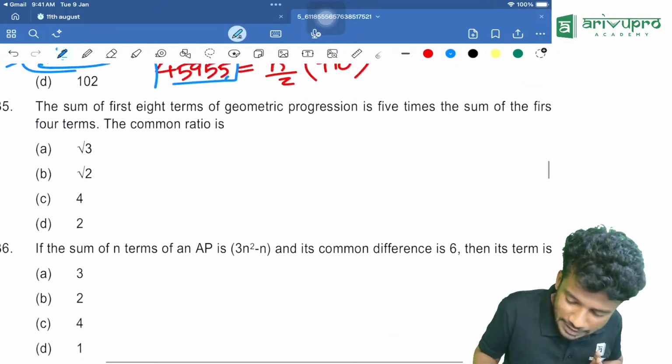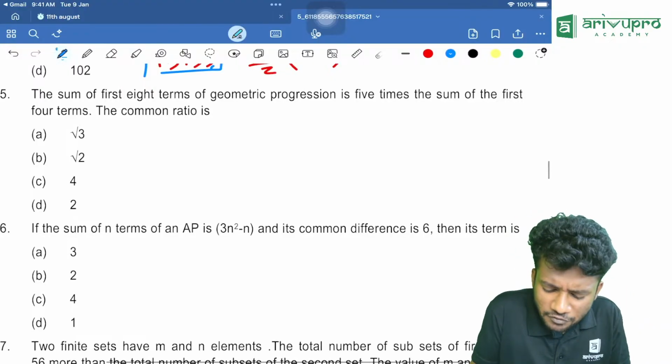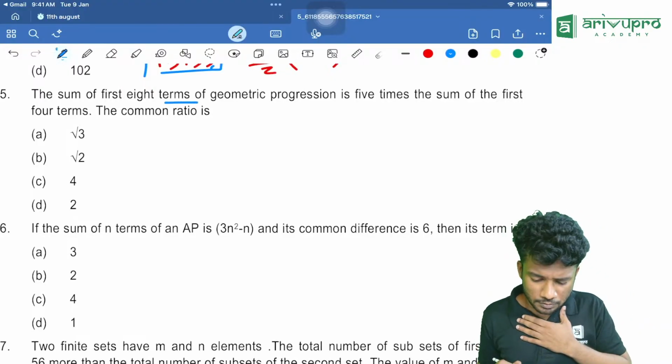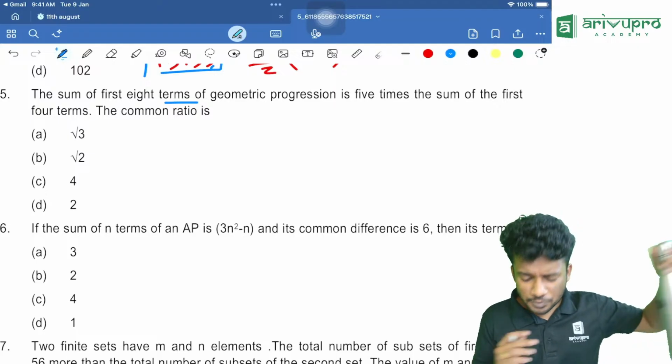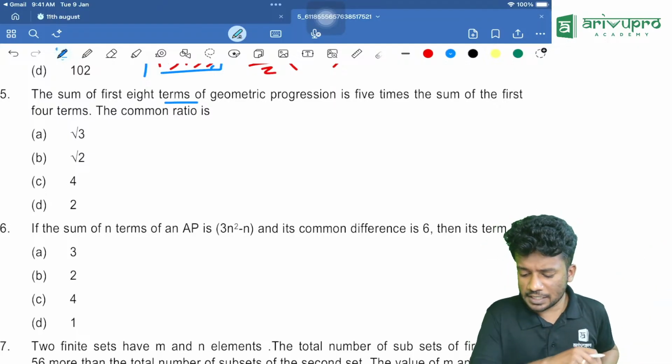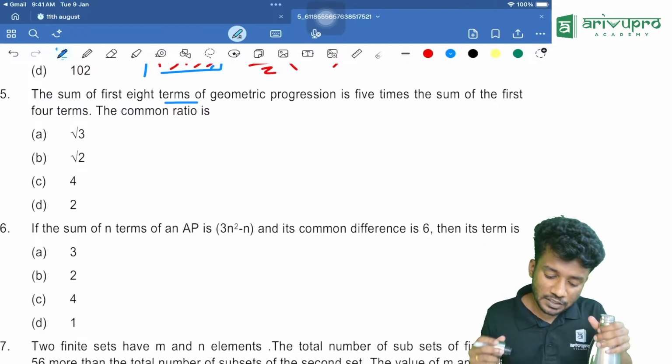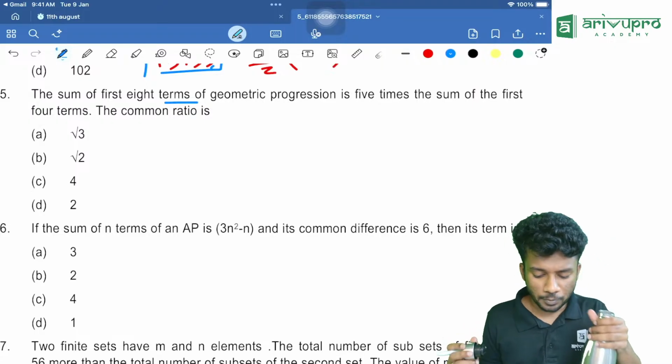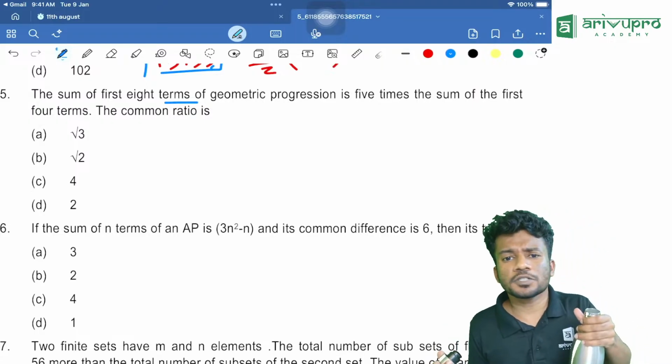Okay. Now the next one. The sum of the first 8 terms of a geometric progression is 5 times the sum of the first 4 terms of a geometric progression. Then the common ratio is how much is the question?